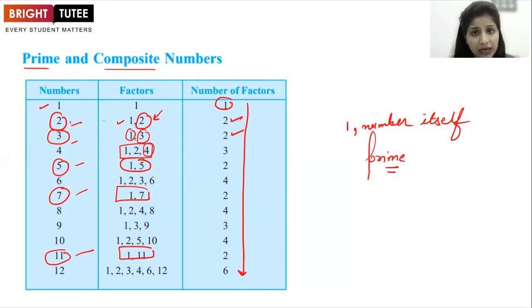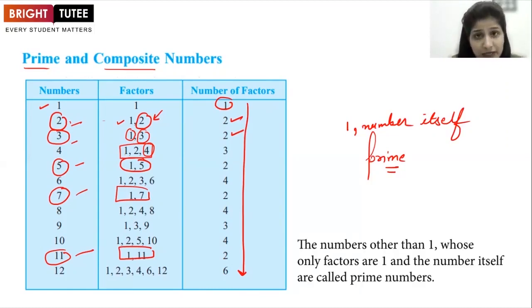Coming to prime, what is prime actually? It will have 2 factors: 1 and the number itself, because 1 is a factor of every number. So prime numbers are the numbers other than 1 having factors 1 and itself.